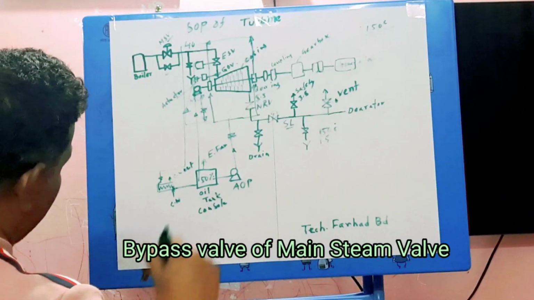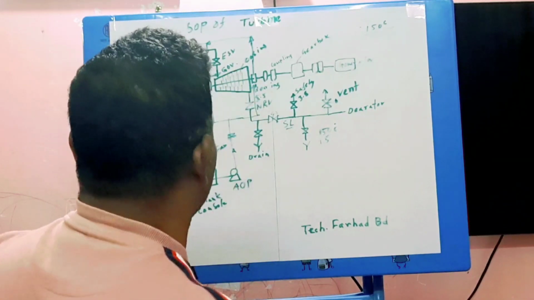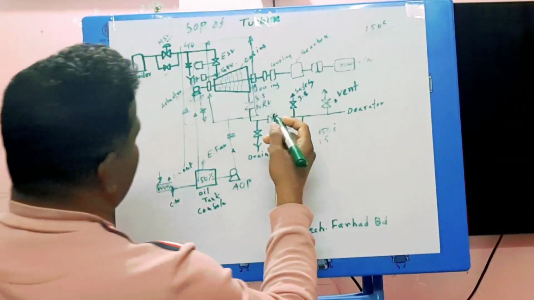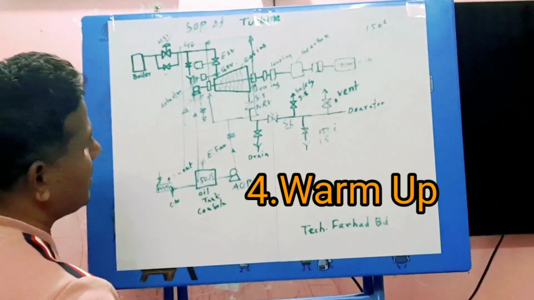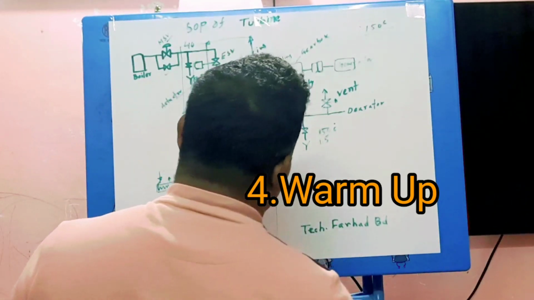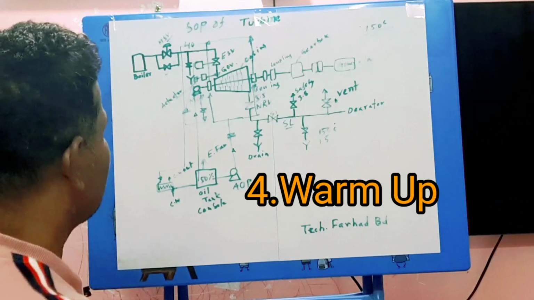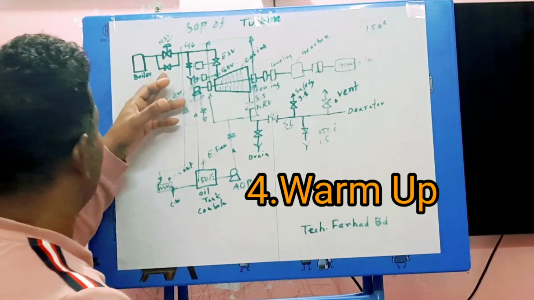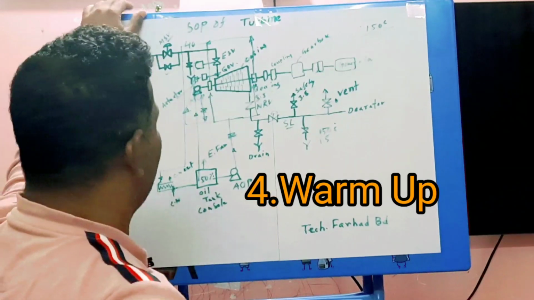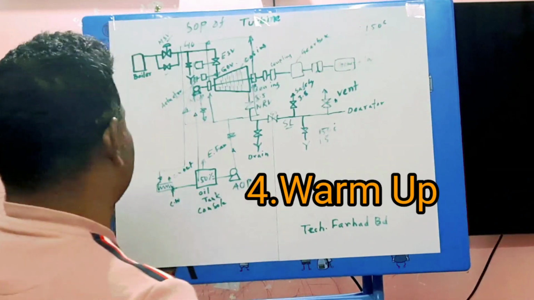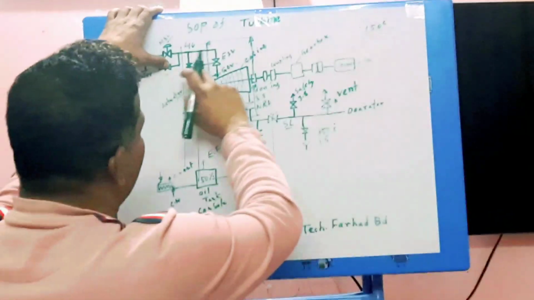After entering the turbine, this line will be heating up. If this LP side line temperature increases to more than 150 degrees and pressure comes to 1.5 kg, at that time you should open the bypass valve more for warming up the turbine. So slowly you should open the bypass valve fully.